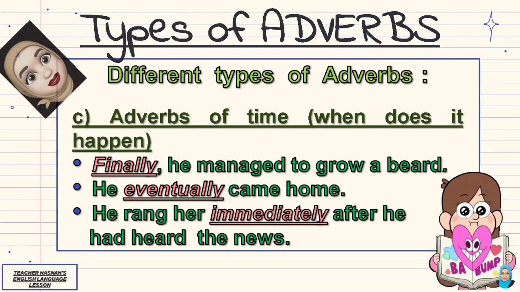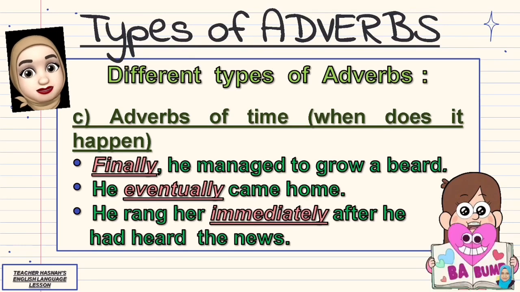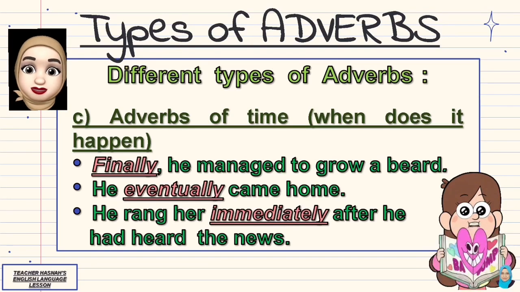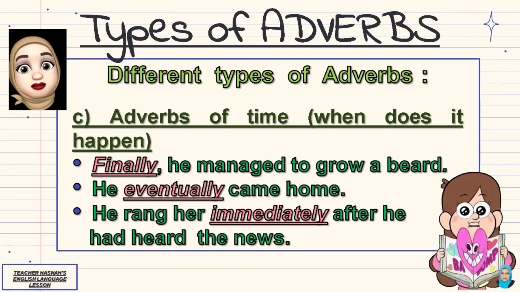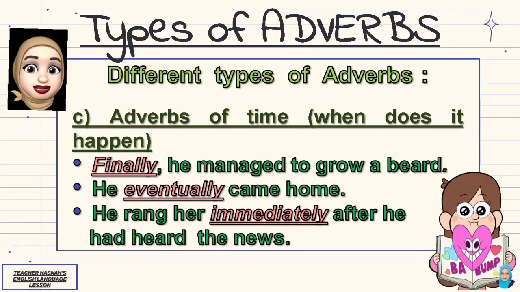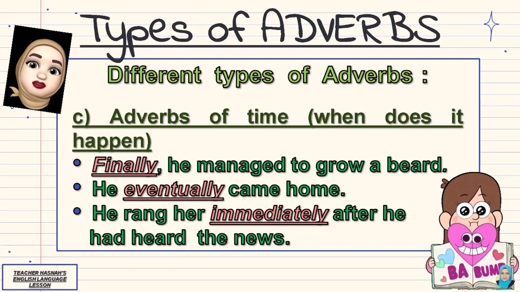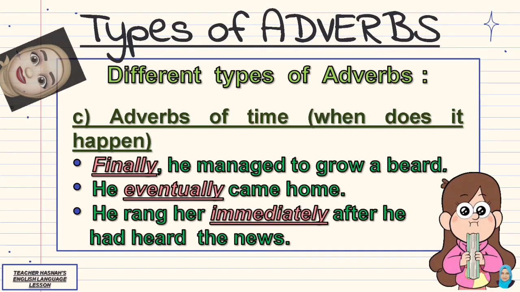There are also adverbs of time. When does it happen? For example, finally he managed to grow a beard. He eventually came home. He rang her immediately after he had heard the news.